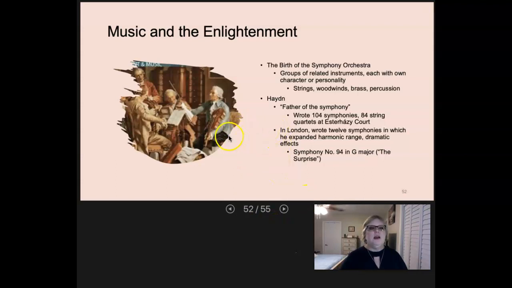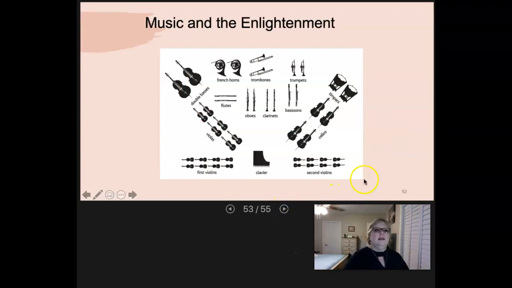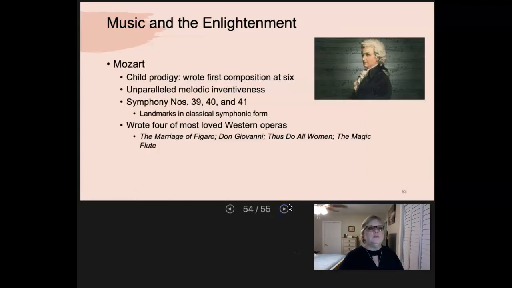A famous composer, Haydn, is considered the father of the symphony. He wrote 104 symphonies, 84 string quartets. In London, he wrote 12 symphonies in which he expands harmonic range, giving it a very dramatic effect. The Symphony number 94 in G major, called The Surprise. Now, look at all the different instruments. You've got flutes, oboes, clarinets, bassoons, trumpets, trombones, French horns, violas, double basses, cellos, the timpani, second violins, first violins, and the clavier. We've come a long way.